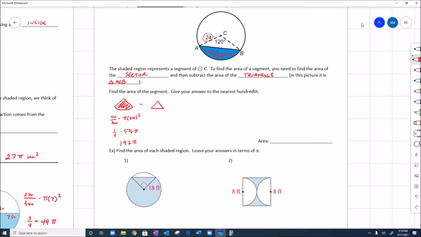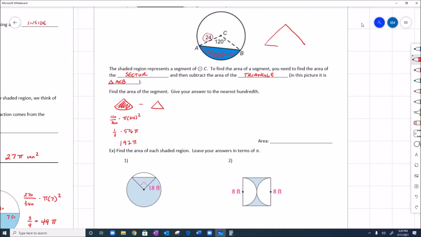Now we need to subtract the unshaded triangle. To find the area of the triangle, we need to know a base and a height. As we break this triangle down, I'm going to do that up here. I'll have a little bit more space, so follow me.